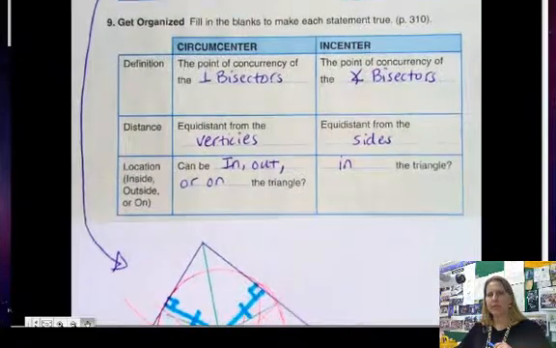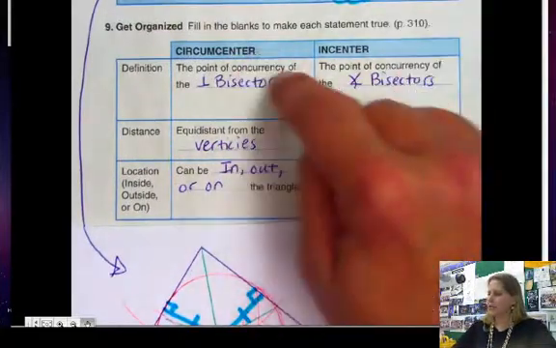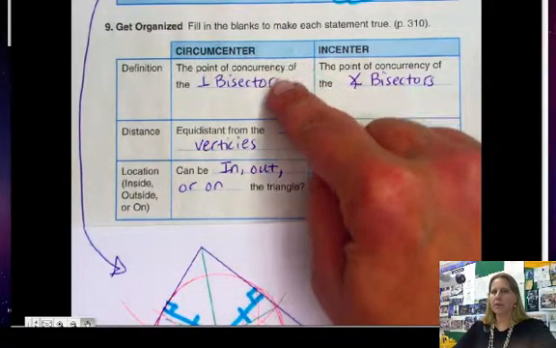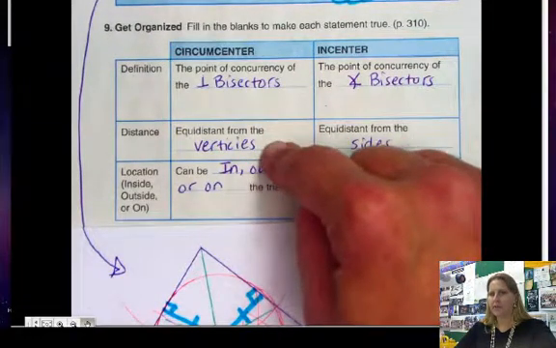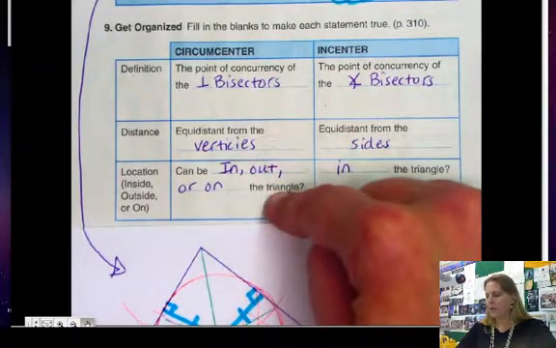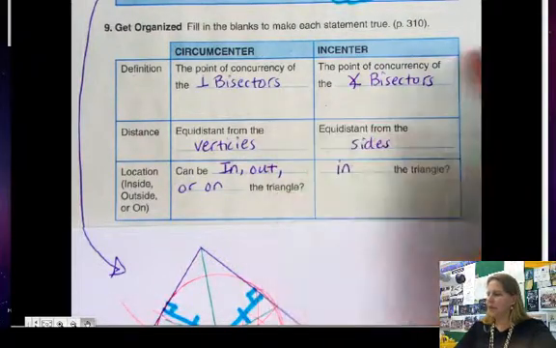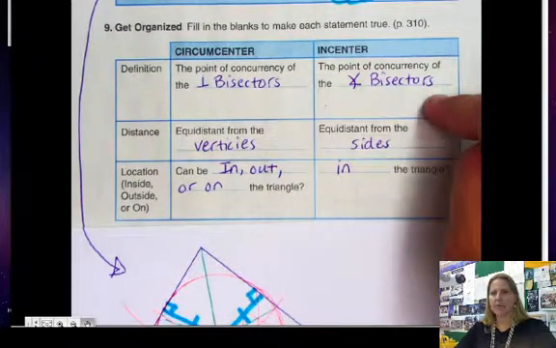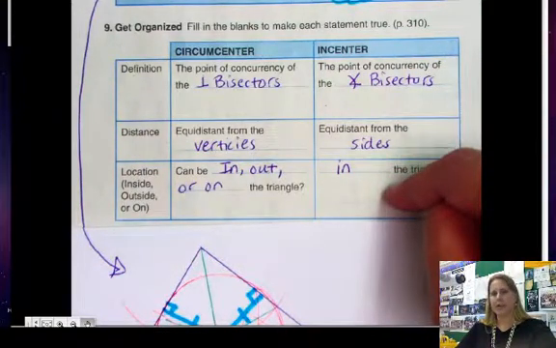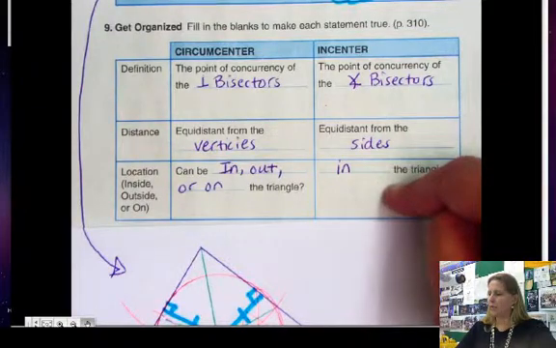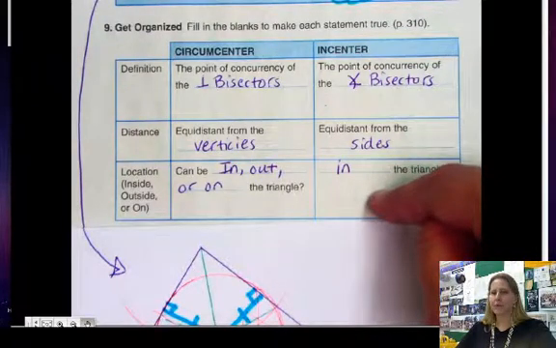And remember, this is a little review here. So circumcenter is the point of concurrency for the perpendicular bisectors. It's equidistant from the vertices, and it can be in, on, or out of the triangle. The InCenter is the point of concurrency for the angle bisectors. It's equidistant from the sides, and it actually can only be inside the triangle. You won't have an InCenter that is out or on the triangle.